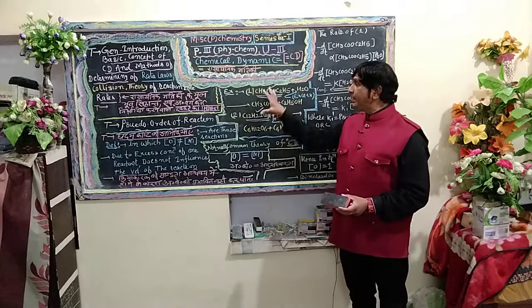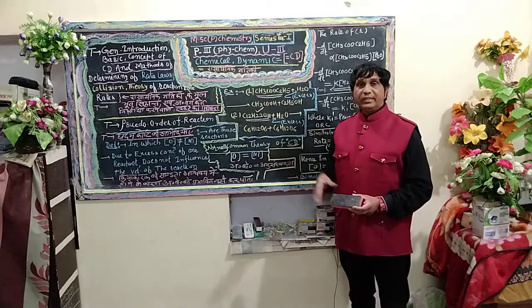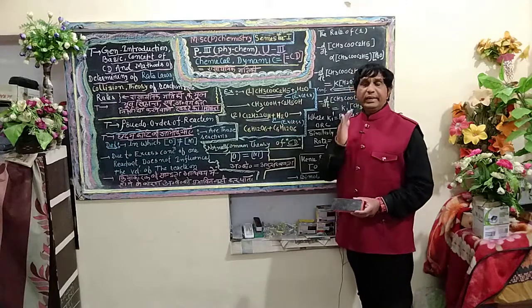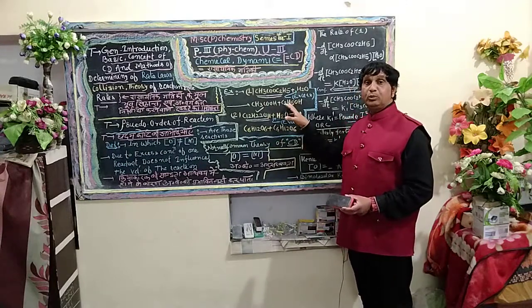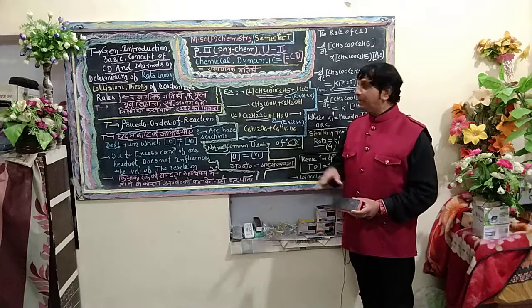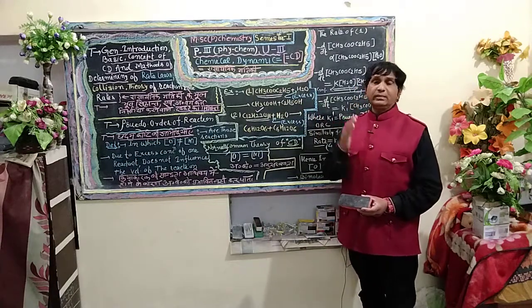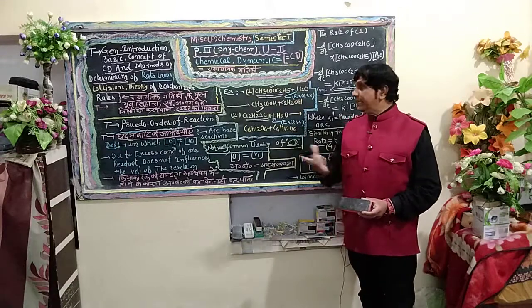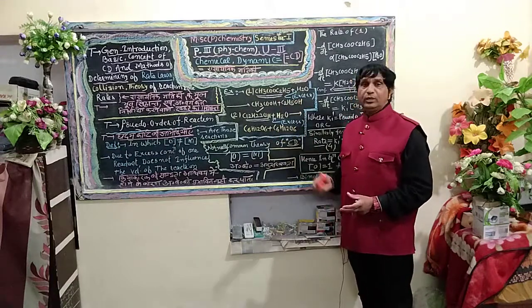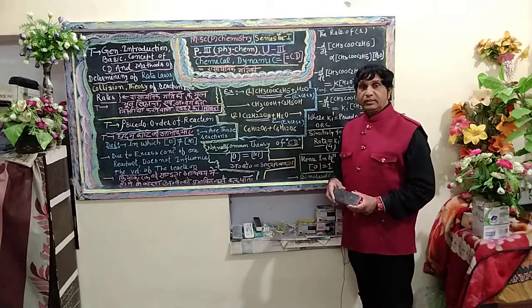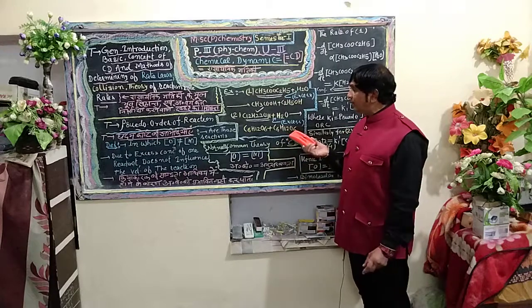Now we check the order of reaction in equation number 1. The order of reaction should be 2, because 2 molecules are present here: one molecule of ethyl acetate and one of H2O. But the order of reaction is actually 1. Similarly, in the next case, the inversion of sucrose, sucrose undergoes hydrolysis to give 1 mole of glucose and 1 mole of fructose.